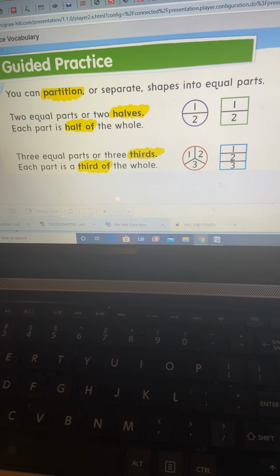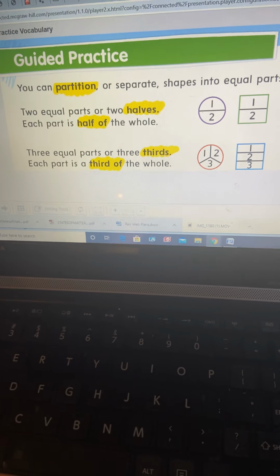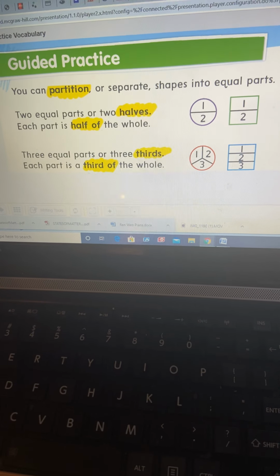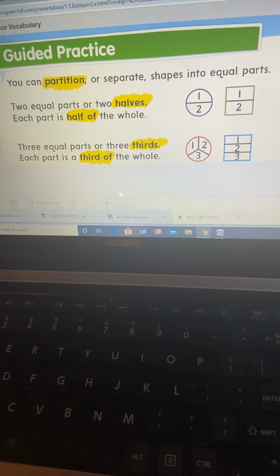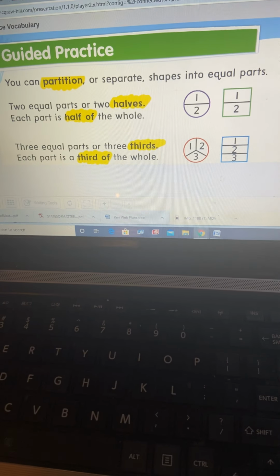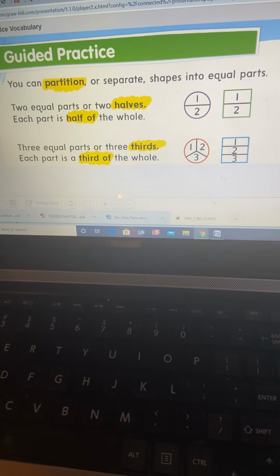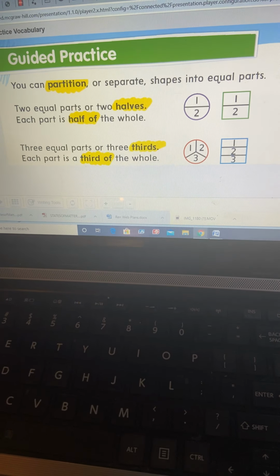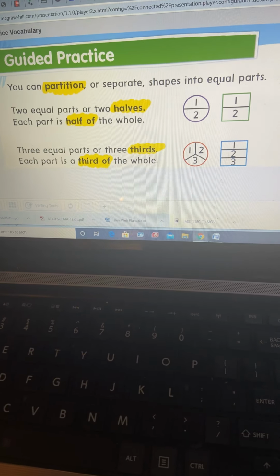When you're sharing something, especially if you think about a hoagie, a hoagie's always too big to eat by yourself. So what do you do? You cut it in half right down the middle. You can also divide a square in half or a rectangle. And then if you have more people that you're going to be sharing something with, you can divide it into thirds. And really, you can keep going.